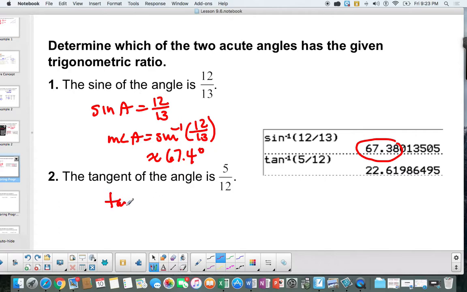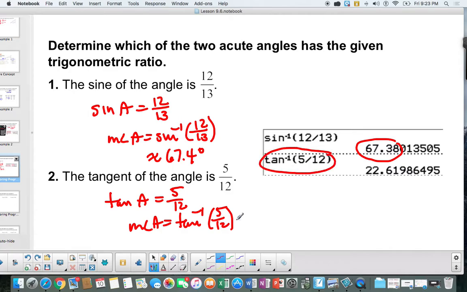We're looking for a tangent of some angle whose ratio is 5/12. So to get that angle, we're going to take the tan inverse of 5/12, and I've done it over here in the calculator, and that's approximately 22.6 degrees.